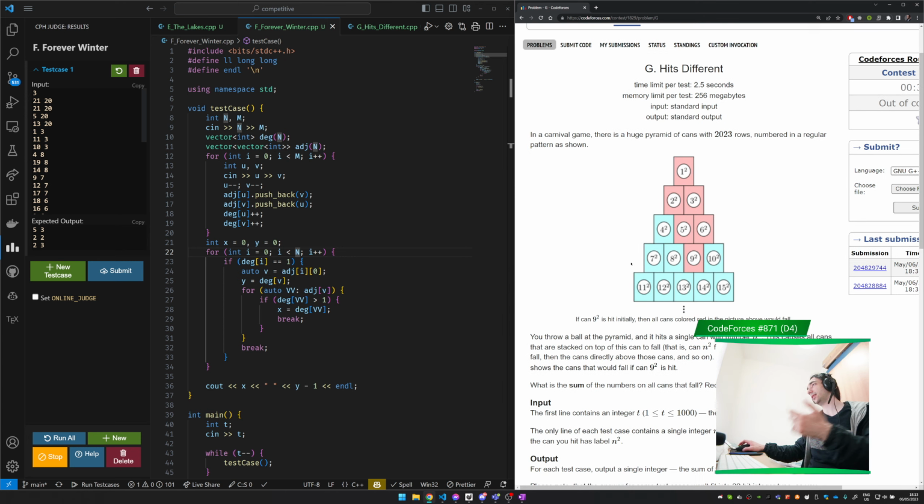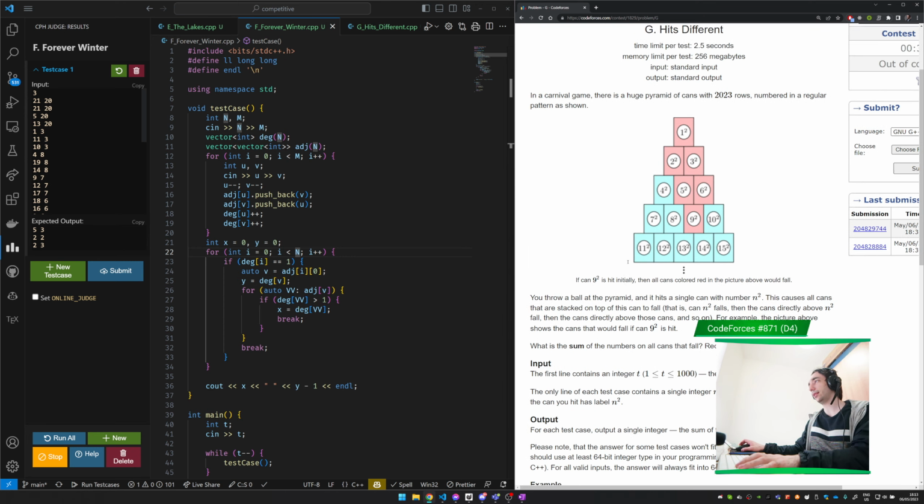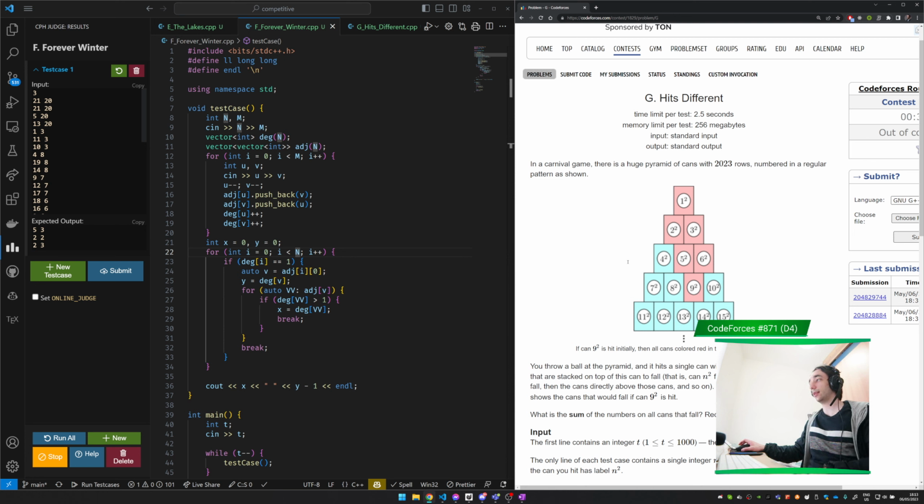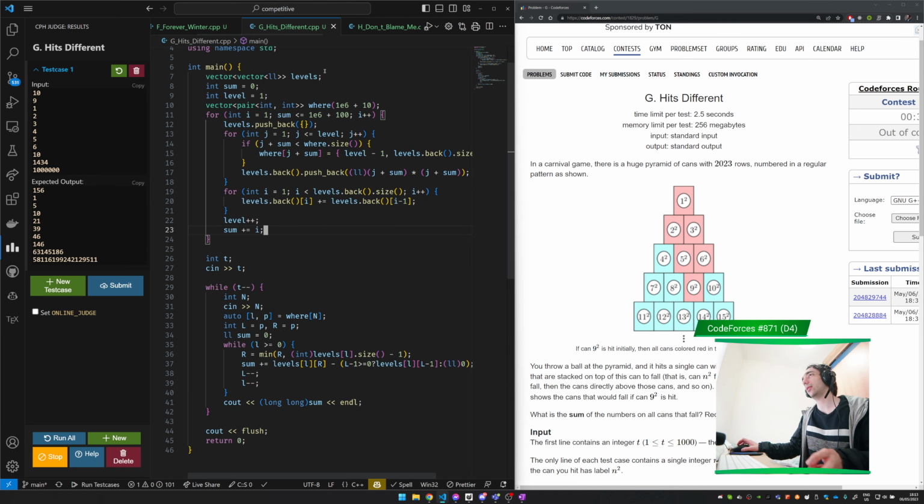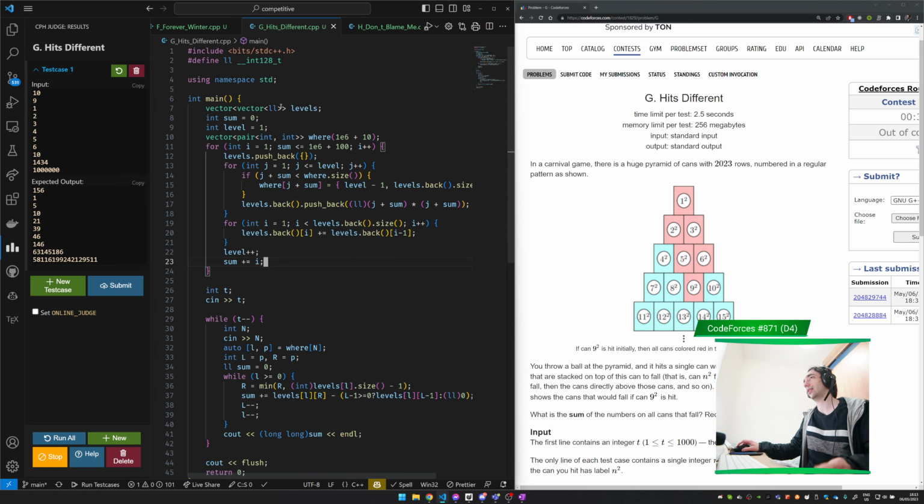This one hits different. I didn't like the problem that much, because, I mean, yeah, it's a good problem, but it's brute force. You can easily overflow things. I mean, yes, you can solve it with long long, but you would have edge cases and stuff.